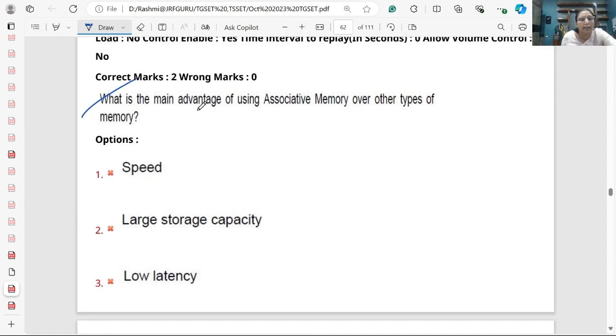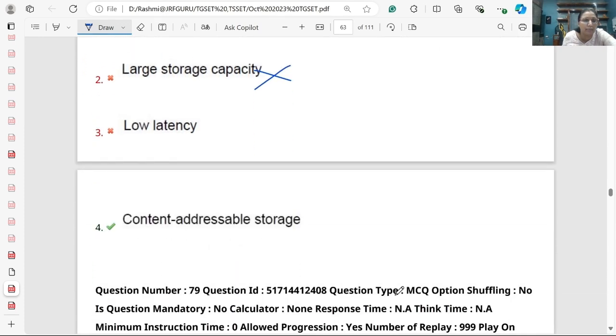What is the main advantage of using associative memory over other types of memory? So associative memory is basically the cache memory. So what is the main advantage? Yes, it is speed up. Large storage capacity, no, it has a small storage capacity.